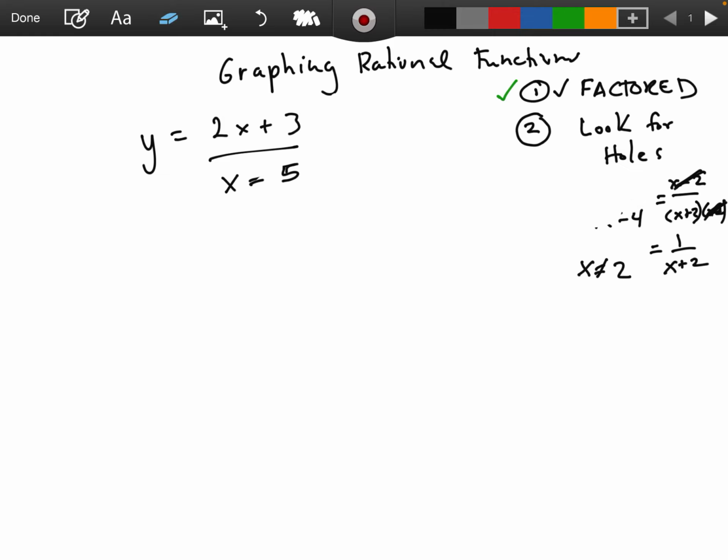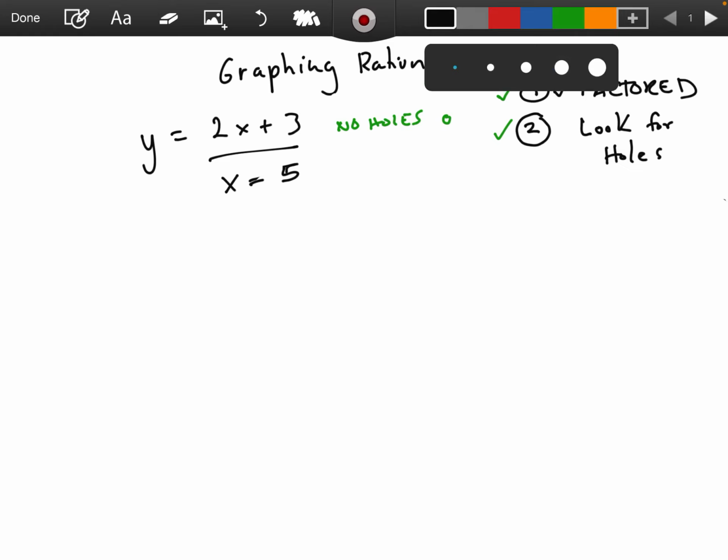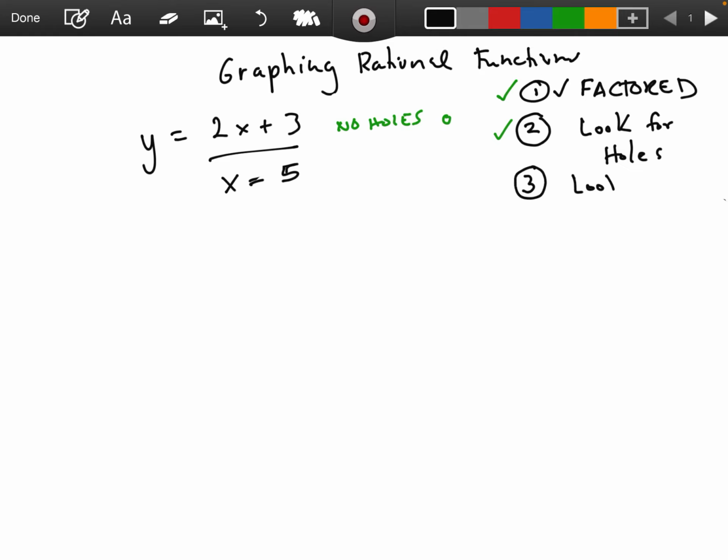But in the example we're looking at right here, I have no common factors, so I have no holes. So I would say to myself, no holes. And holes, we're going to use little circles in our graph. But I don't need to do that because there are no holes, but I'm making this checklist so as you graph other ones you can. So step 3, look for vertical asymptotes.